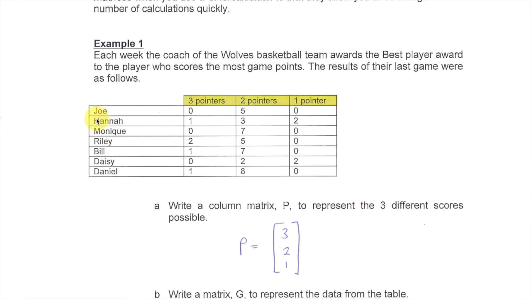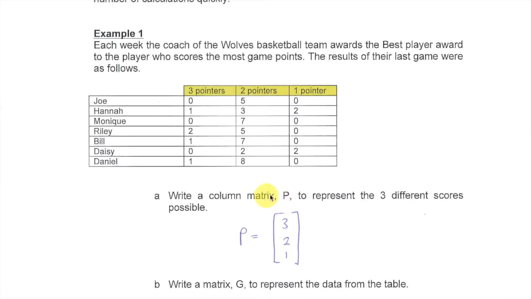So we've got the various players, and these are the rows, and then the number of 3-pointers, 2-pointers, and 1-pointers that they've shot during a particular game. Part A, write matrix P to represent the three different scores that are possible. And it refers to it as being a column matrix. We're not going to put it as a row, we've got to put it as a column.